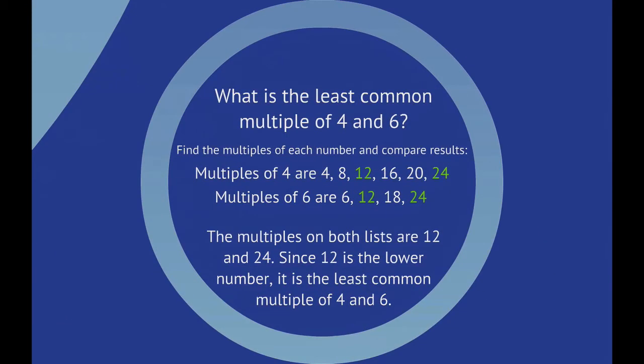So what is the least common multiple of 4 and 6? Find the multiples of each number and compare the results. We don't have to find all the multiples, just keep going until you get some overlap. You can see that you have a common number in each. So multiples of 4 are 4, 8, 12, 16, 20, 24. And multiples of 6 are 6, 12, 18, and 24. Multiples on both lists are 12 and 24. Since 12 is the lower number, it is the least common multiple of 4 and 6.